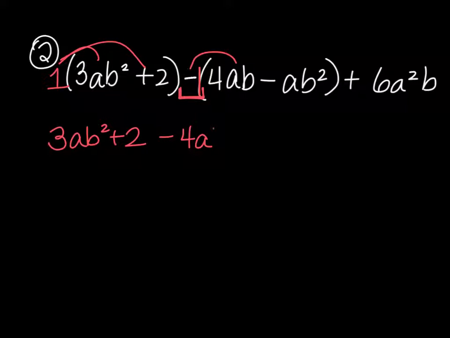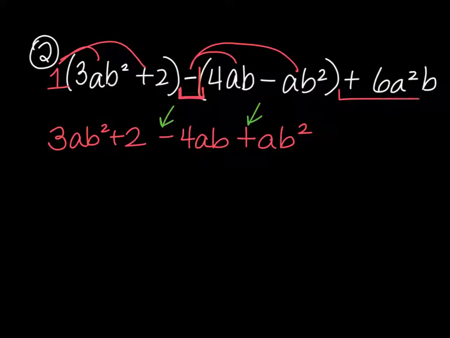I have negative 4ab now. And then negative times negative becomes positive ab squared. You need to pay careful attention to these two signs right here. Make sure you understand how I got those. And then this at the end, this 6a squared b, doesn't have anything to distribute, so I just copy it down, 6a squared b.